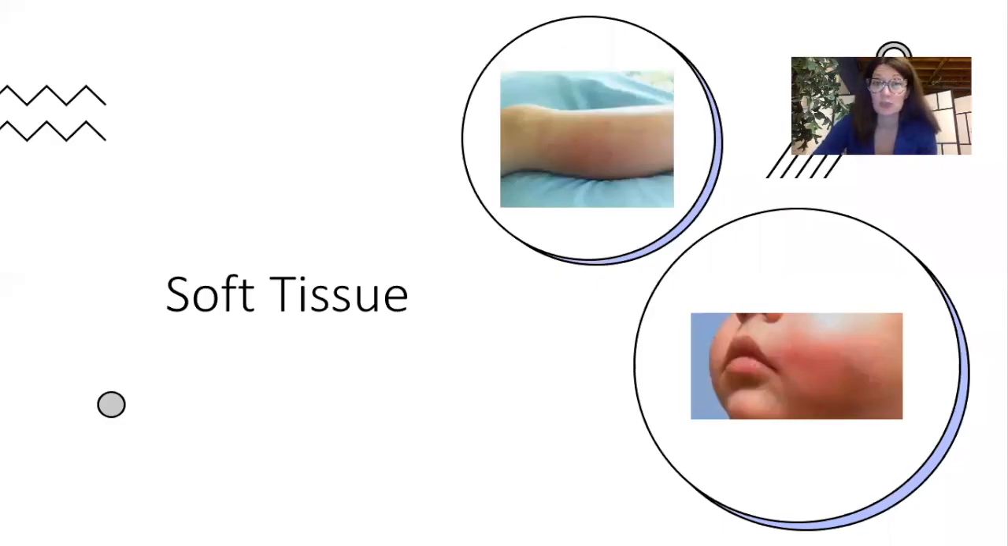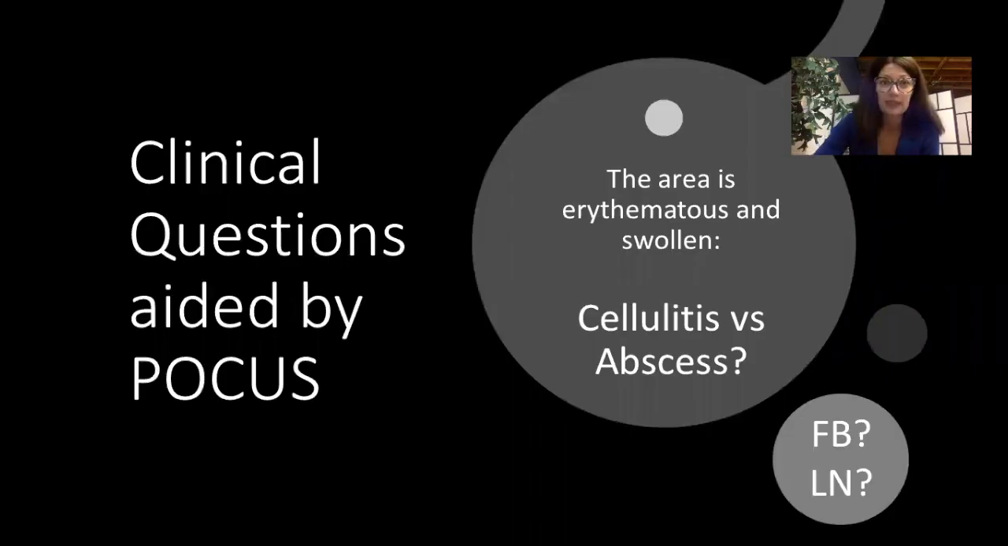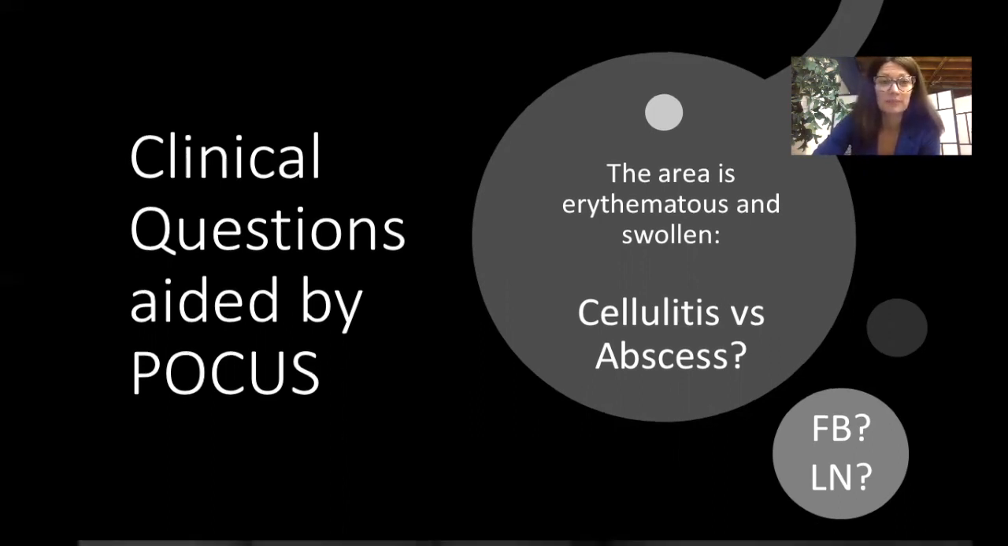So soft tissue is one of my favorite applications to do at North York General Hospital. If you see a kid of any age with red hot, swollen skin, the question may be, is this a cellulitis or an abscess? And if you do feel a lump, you would want to make sure there's not a foreign body there, and you obviously wouldn't want to I&D a lymph node.